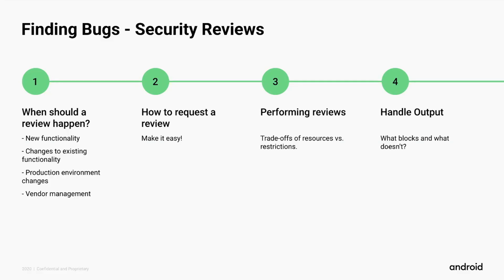How you build this process is up to you, but having some form or something along those lines that gathers the relevant context and helps you prioritize the review based on potential risk will help you optimize your resources, which brings us to step 3, performing reviews.